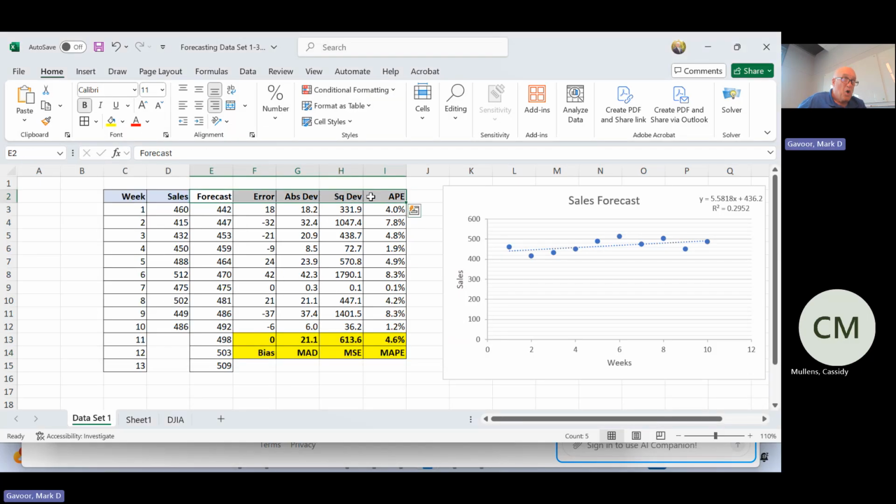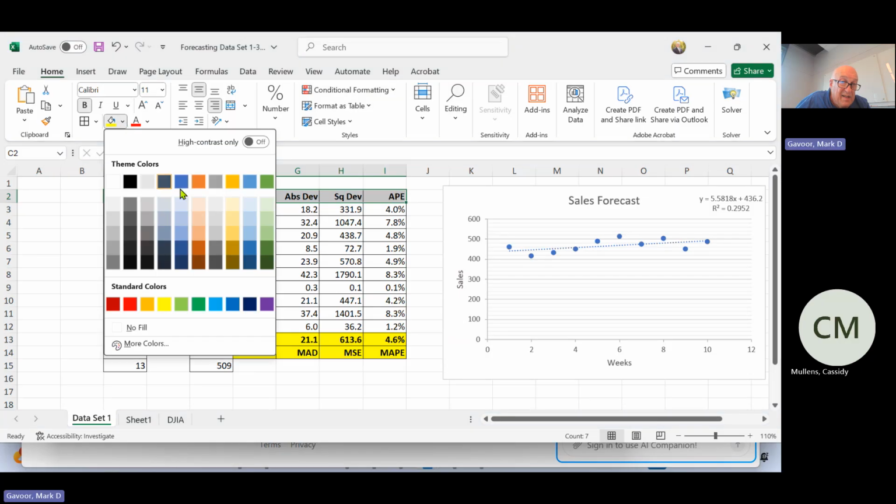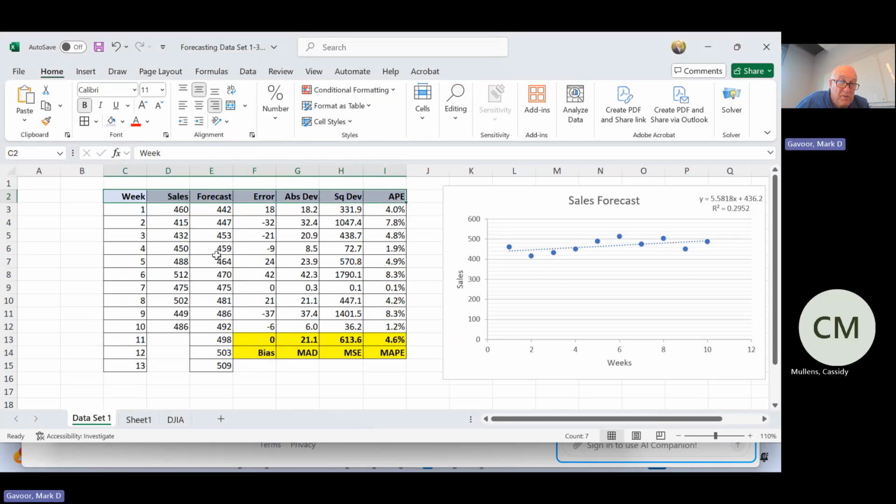Now, I don't have to calculate all the metrics all the time. The only reason I'm having you calculate all the metrics here is just to get in the habit. Mostly I would only calculate MAPE. So what else do I want to do here? I want to make the top row. This is just my format. I like the baby blue, the light blue, pale blue, whatever it is.